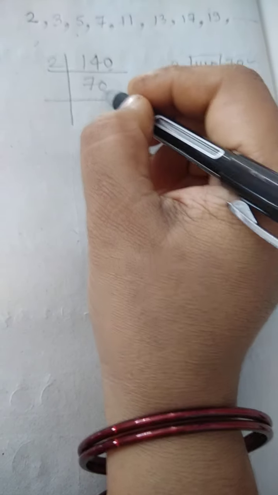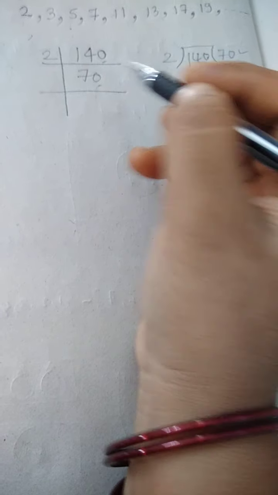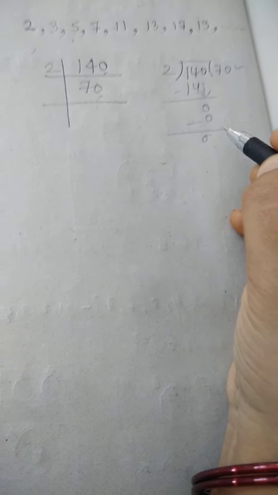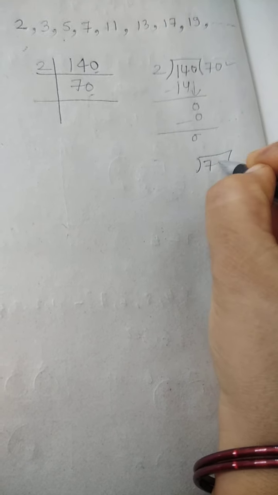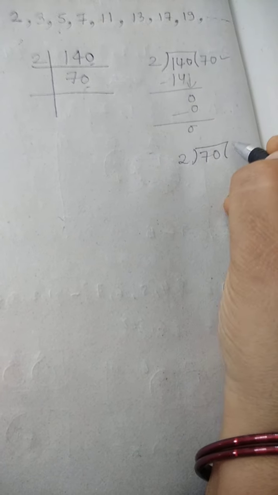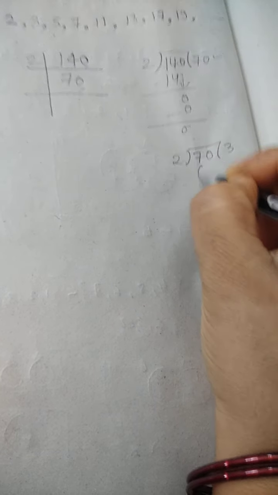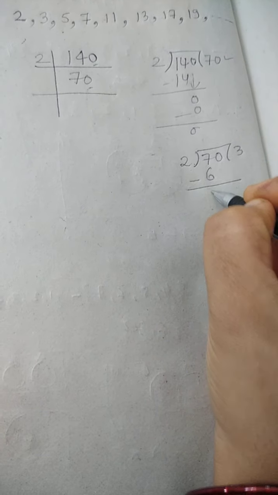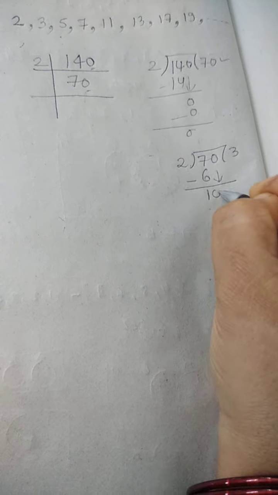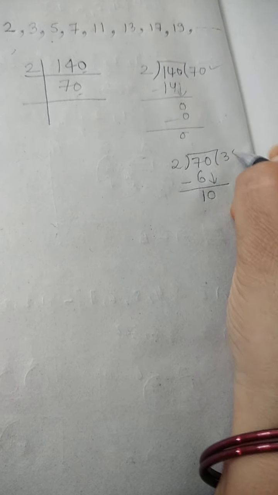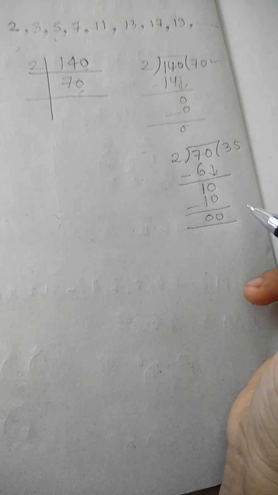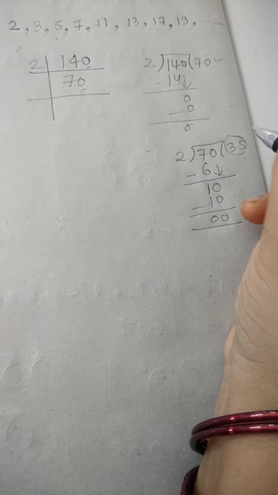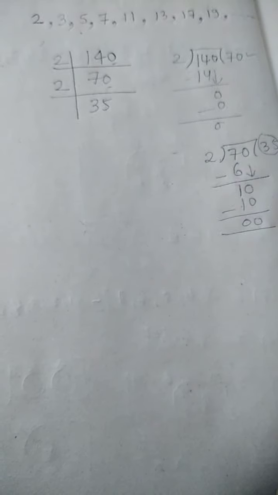Now again the ones place is 0, so again 70 is divisible by 2. If you can't divide directly, you check whether it is divisible or not. 2 3s are 6. 7 minus 6, 1. Then write this 0 here. Then 2 5s are 10. Yes, it is divisible by 2. What is the quotient? 35. Write 35 here and 2 here.